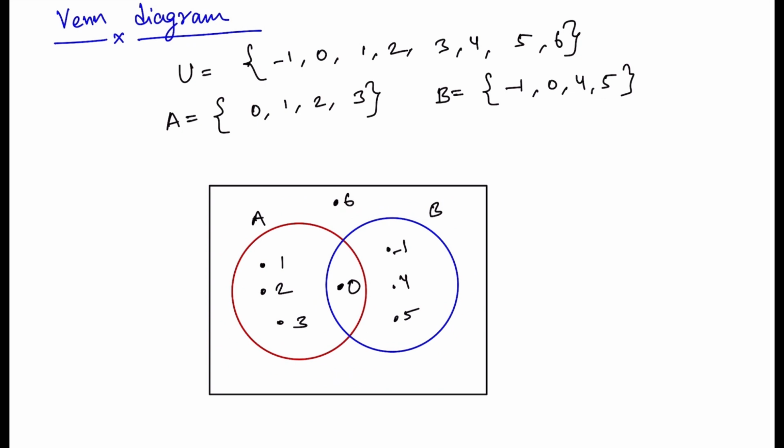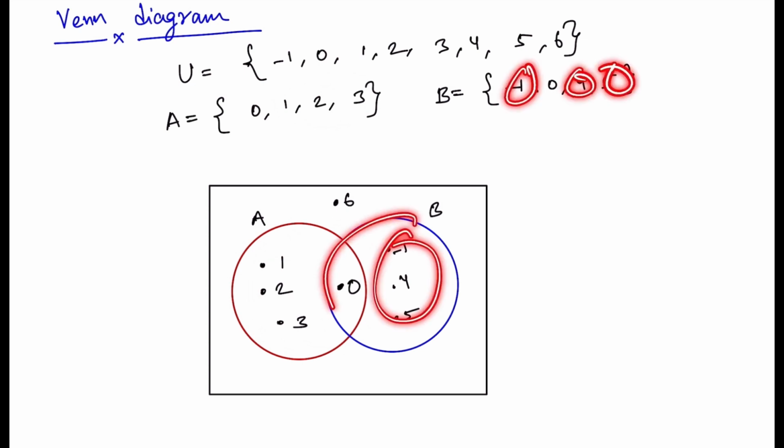Okay, so how have we started this? First, we found whether there are common elements or not. There was a common element, such as 0, so we put that zero element in the common region. Then the remaining elements like 1, 2 and 3 will be in this region only, because this is the region of A. Then the remaining elements minus 1, 4, 5 will be here, because this is the region of B.